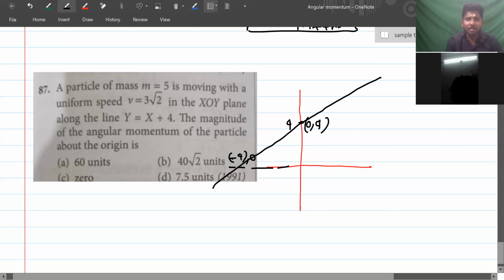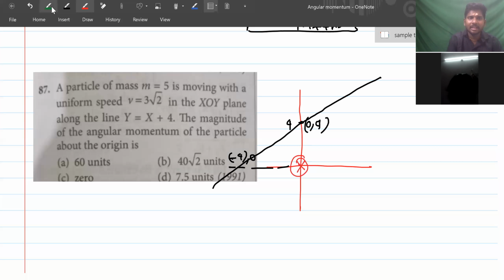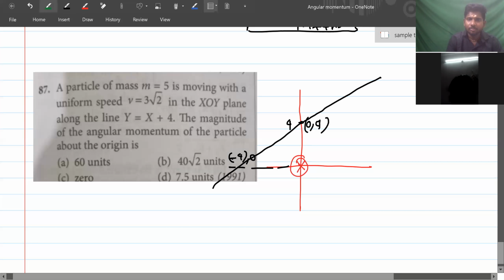We need the magnitude of the angular momentum of the particle about the origin. About the origin means from here you need to draw the perpendicular distance to the momentum vector. The momentum vector will be along this line. This perpendicular distance forms a triangle, where this side is 4, this one is 4, and this distance will be 4 root 2.